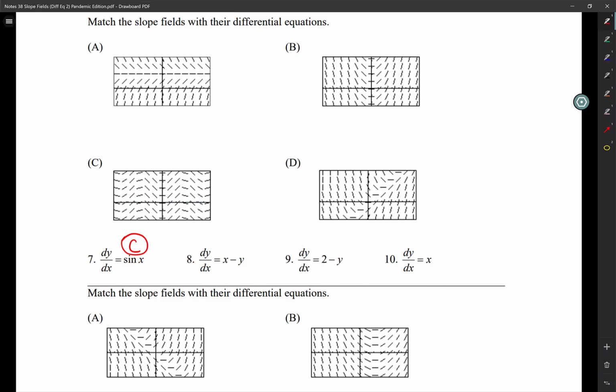All right, number 8, x minus y. The way I would do this one real quick, if I set that equal to 0, I know that I have 0 slopes as long as x equals y or y equals x. So that's what I'm looking for. I'm looking for 0 slopes at y equals x. And look at this. Boom, boom, boom, boom. There it is. This one is D. Do you see how I found it really quick?